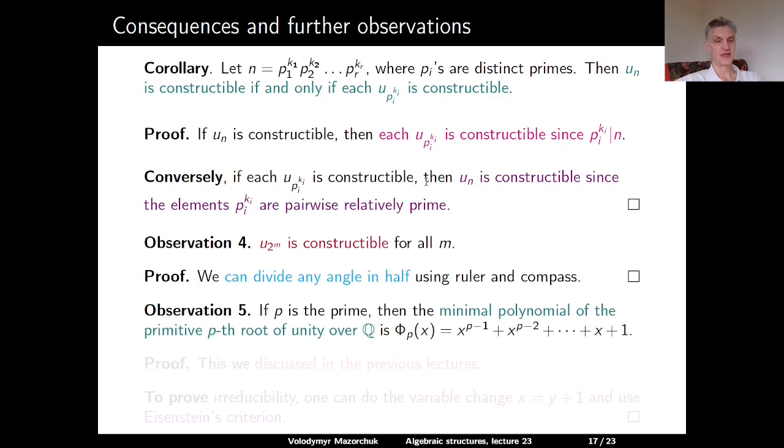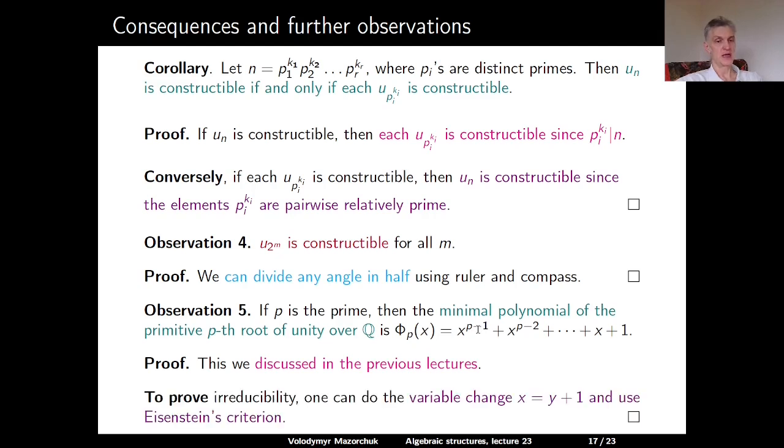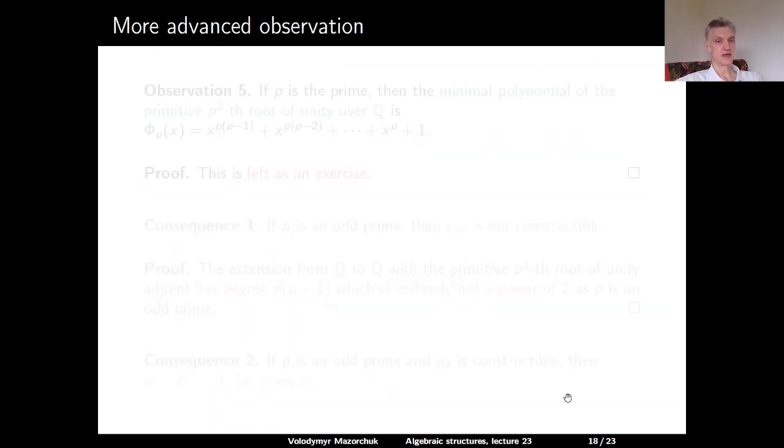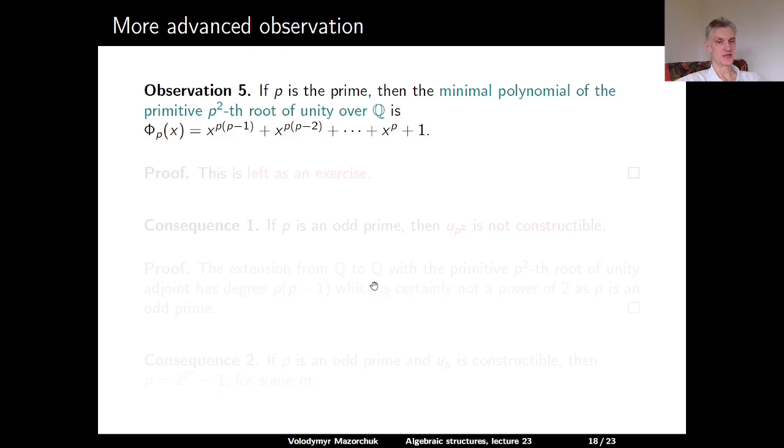Observation 5. If p is a prime, then the minimal polynomial of the primitive pth root of unity over rational numbers, that's the cyclotomic polynomial Phi_p(x), is equal to x to the power p minus 1 plus x to the power p minus 2 plus and so on plus x plus 1. We have discussed this in the previous lectures. It's clear that this polynomial annihilates the primitive pth root of unity, and to prove irreducibility, for example, one can do the variable change, substituting x by y plus 1, and then using Eisenstein's criterion. Now let us make a more advanced observation, observation 5.